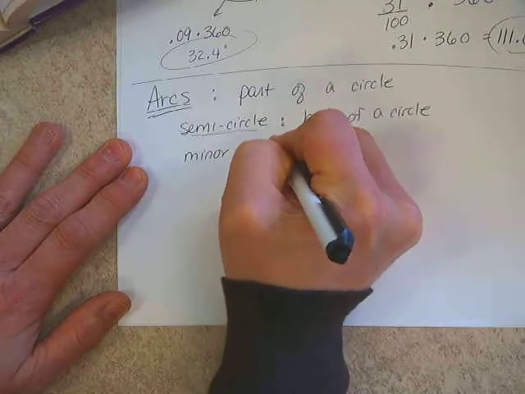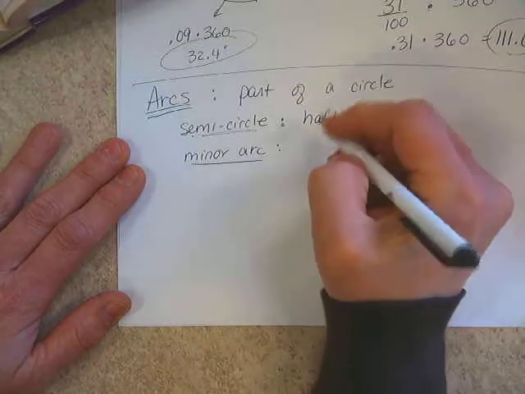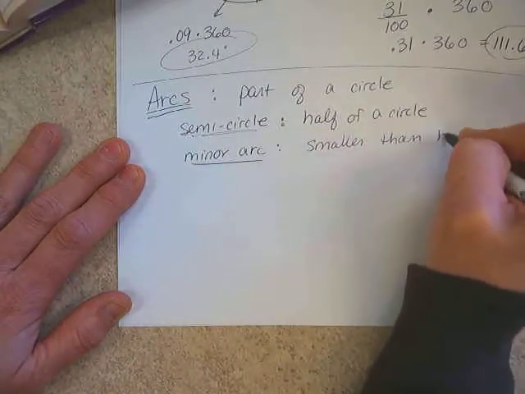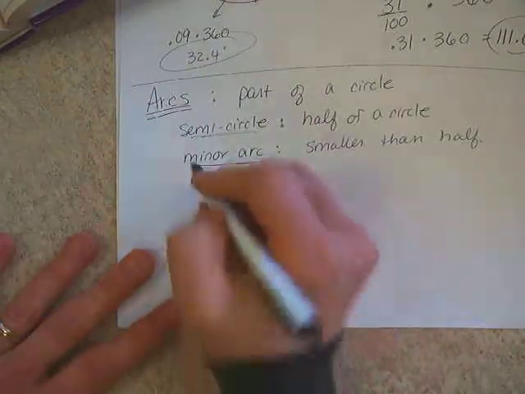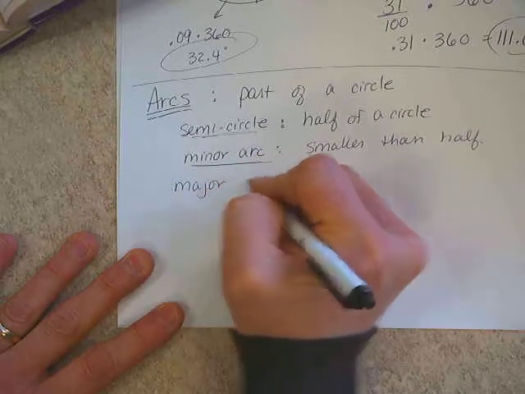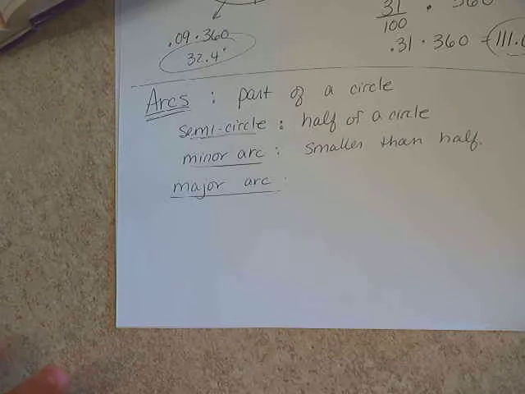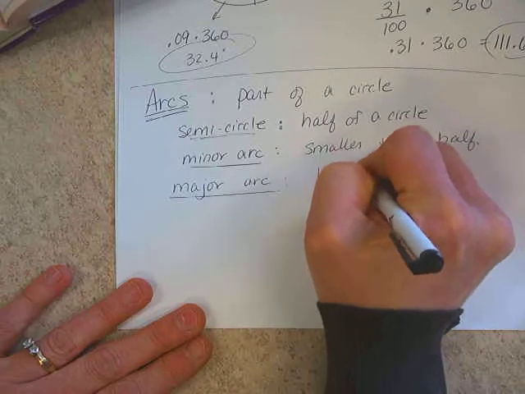Then we also have a minor arc. A minor arc would be considered smaller than half, because a semicircle is exactly half. Which, using common sense, if a minor arc is smaller than half, then what do you suppose a major arc is? Bigger than half, right?